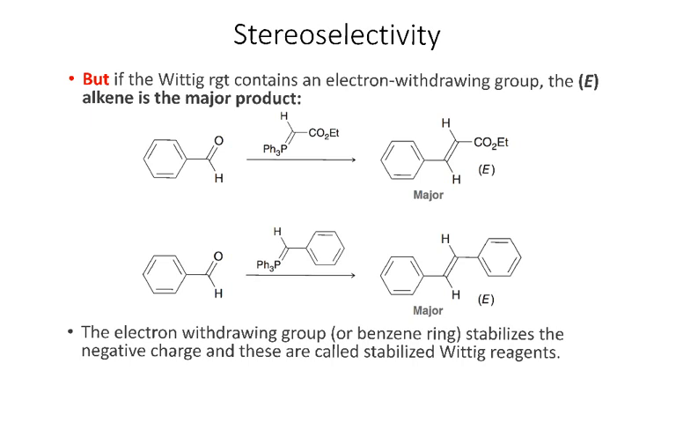Also, if we have a benzene ring coming off the Wittig reagent, it doesn't matter what's going on in the aldehyde or the ketone, that will also give us the E-alkene as the major product. In the E-alkene, the major bulky groups are on opposite sides of the double bond. Now, we're not going to go into detail as to why this changes the stereoselectivity, but I do want to point out that the electron withdrawing group or the benzene ring stabilizes the negative charge in the Wittig reagent, and therefore these Wittig reagents that have either electron withdrawing groups or benzene rings are called specifically stabilized Wittig reagents.